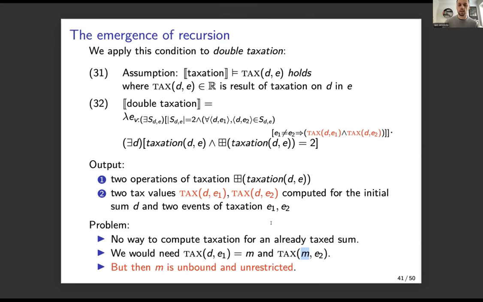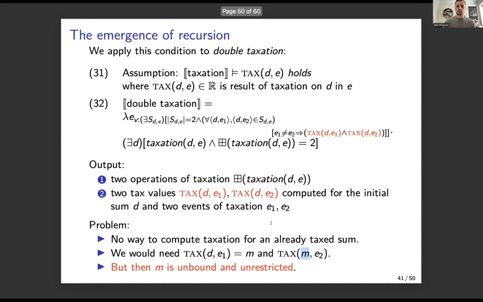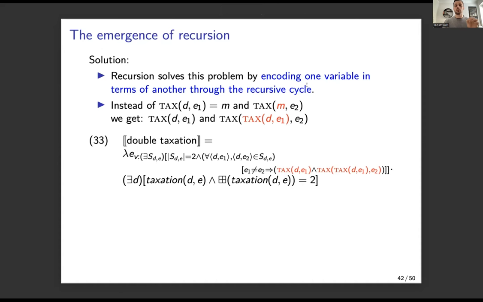And this is exactly the point where it is recursion and not iteration that must come up on the stage. So once again, if we use just this, we would involve iteration. We would just iterate this operation. We would just use the output of the previous step as an input for another. What we need is recursion, because it allows this whole machinery to encode one variable in terms of another through the recursive cycle. So rather than taking just tax on D in E given M, and then this M as an input to another operation, we get tax on D in E1, and then tax on D in E1 in E2, right? So here is the recursive step.